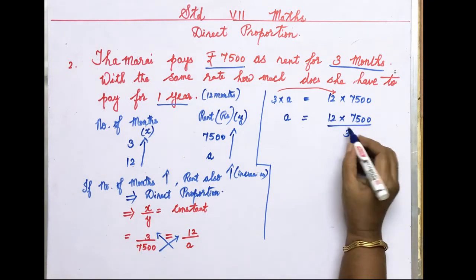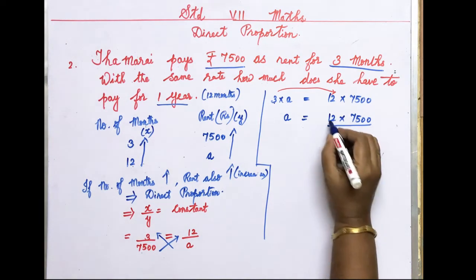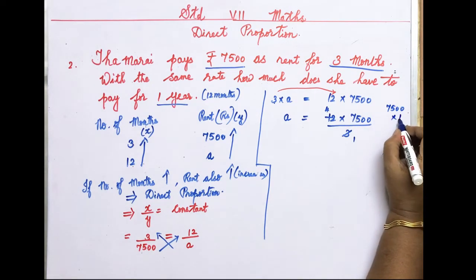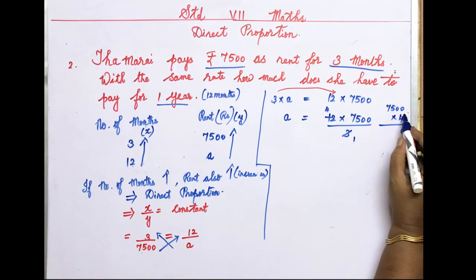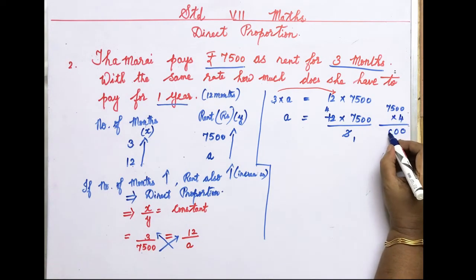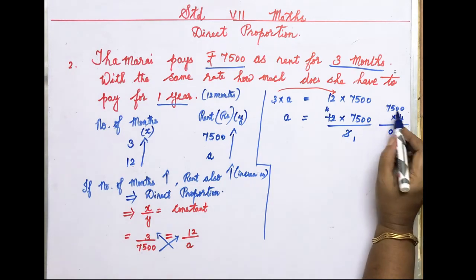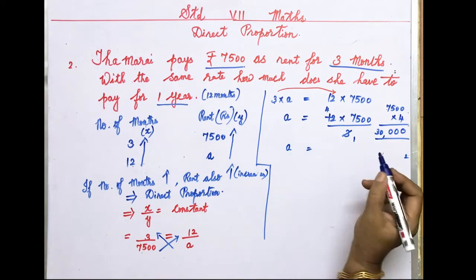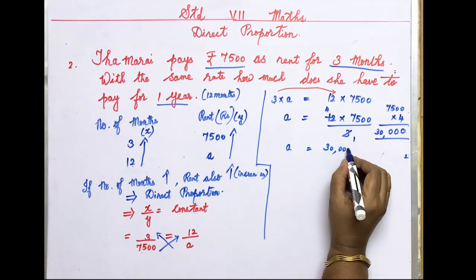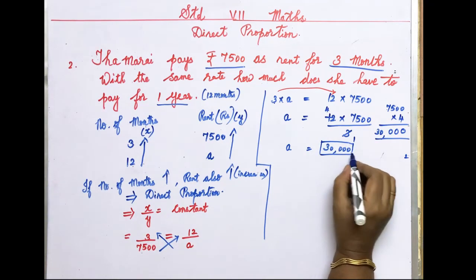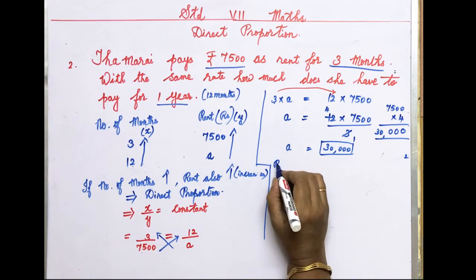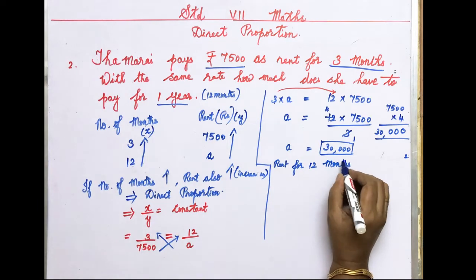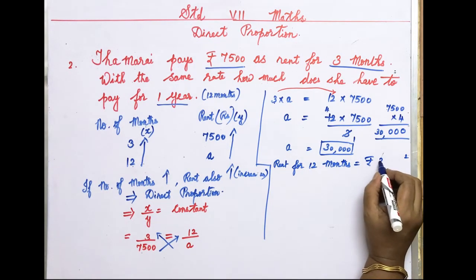Now 3 and 12 we can cancel by the 3 table. 1 3 is 3, 4 3s are 12. Now 7500 into 4. 0 into 4 is 0, 0 into 4 is 0, 5 4s are 20, balance 2. 7 4s are 28 plus 2 is 30. So A is equal to 30,000. That is the rent for 12 months. Rent for 12 months is equal to rupees 30,000.